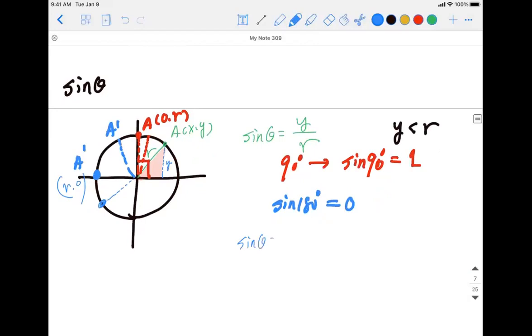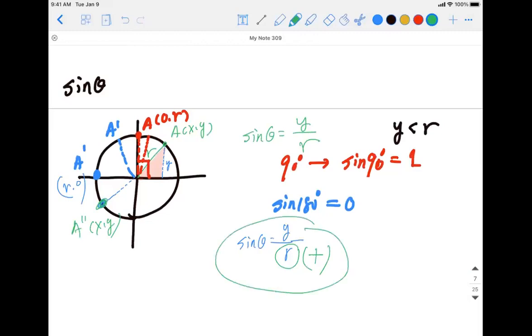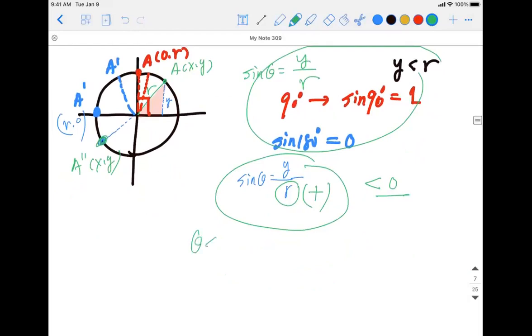You're still going to use sine theta equals Y over R. R is actually a positive number, that's the distance. But at this moment, at point A double prime, your Y will be less than 0. So that being said, your sine theta value will be less than 0, which makes sense, right? At the very beginning, your sine theta value is greater than 0. But as long as you pass the x-axis, going past 180 degrees, it will be less than 0. So as long as theta is more than 180 degrees and less than 360 degrees, as long as your point is in the underneath part, right?